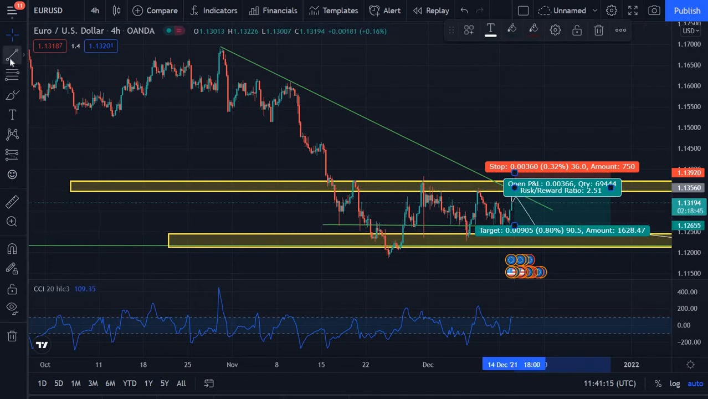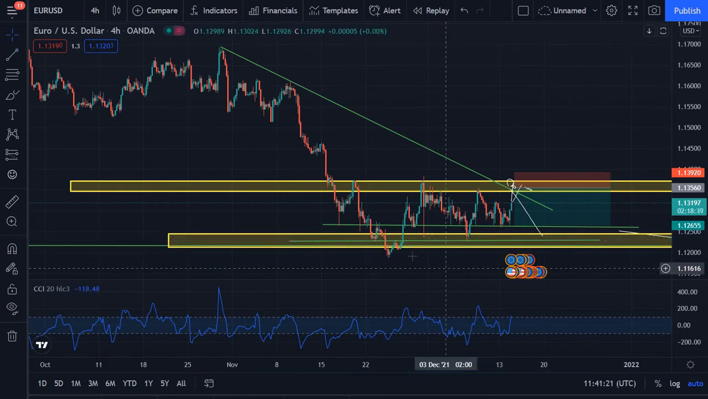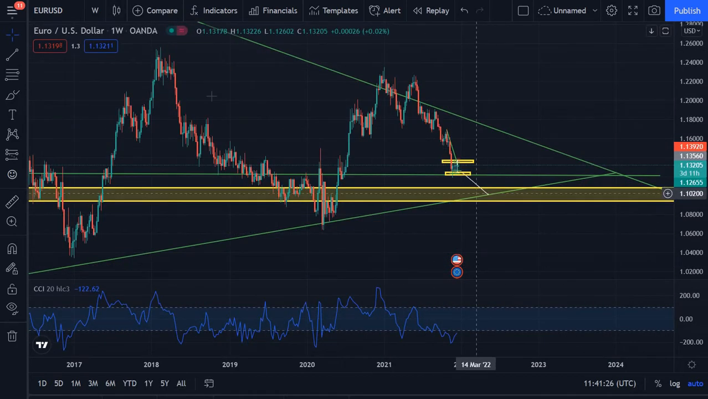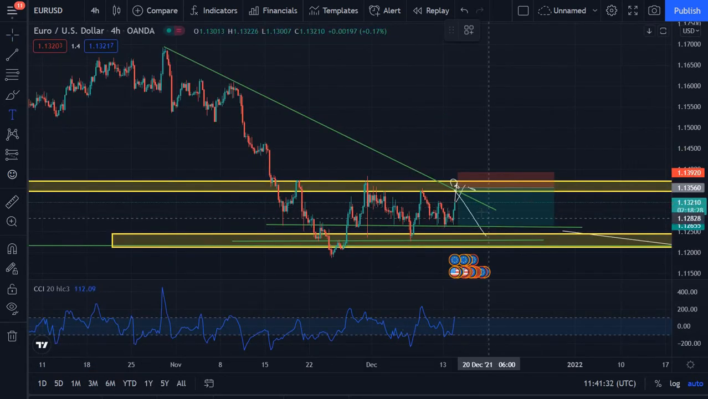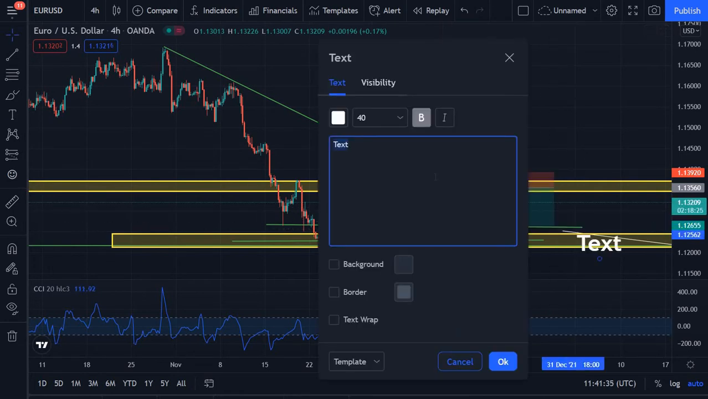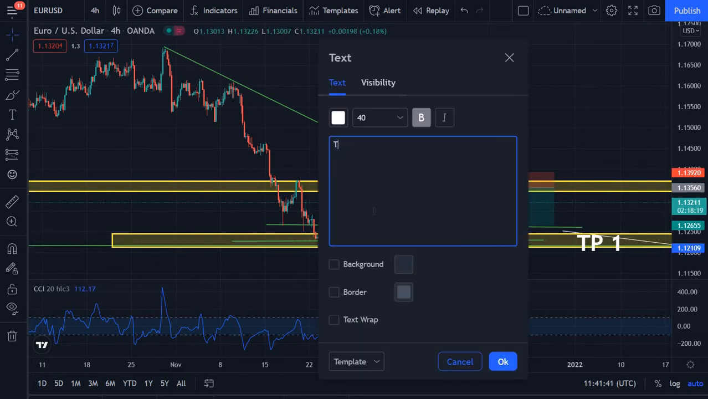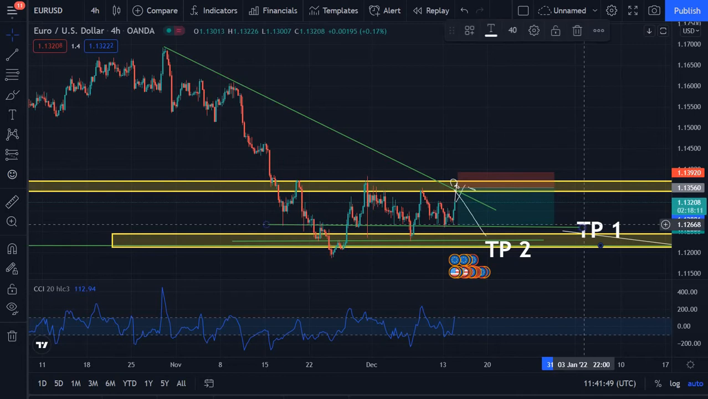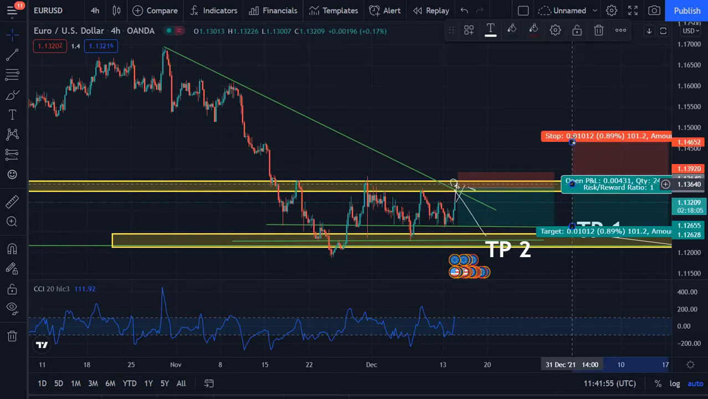So take profit 1, take profit 2, and if we break this yellow zone, we can go much lower. As we said, this line here on the weekly, but for now, take profit 1 is this one around here, take profit 2 around here. So 1 and 2, let's take another one short here.